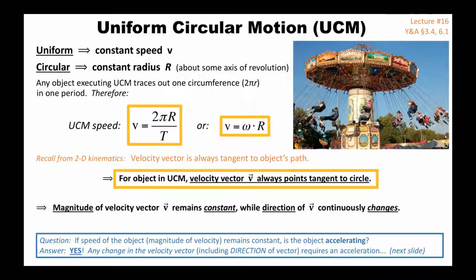Now let's think about acceleration. Initially, you might think, well, the speed is constant. So does the object have any acceleration? Well, it turns out the answer is yes, it does. And the reason is not because the magnitude of the velocity is changing over time. In other words, the object is not speeding up or slowing down, but the object is turning. And any change to the velocity vector at all requires an acceleration, or is an acceleration. It's defined as an acceleration. And that includes the direction of the velocity vector.